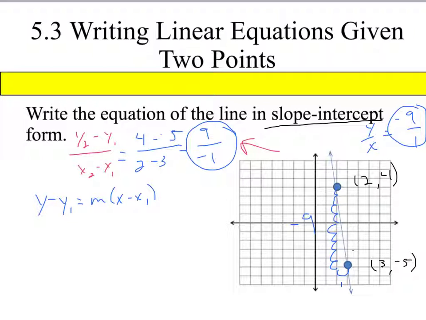Okay? So now we have our slope, we have points. Doesn't matter which point I use. I'm going to use (2, 4). Okay, so I'm going to use y minus 4 is equal to negative 9, because 9 over negative 1 and negative 9 over 1 is the same thing as negative 9, x minus 2.